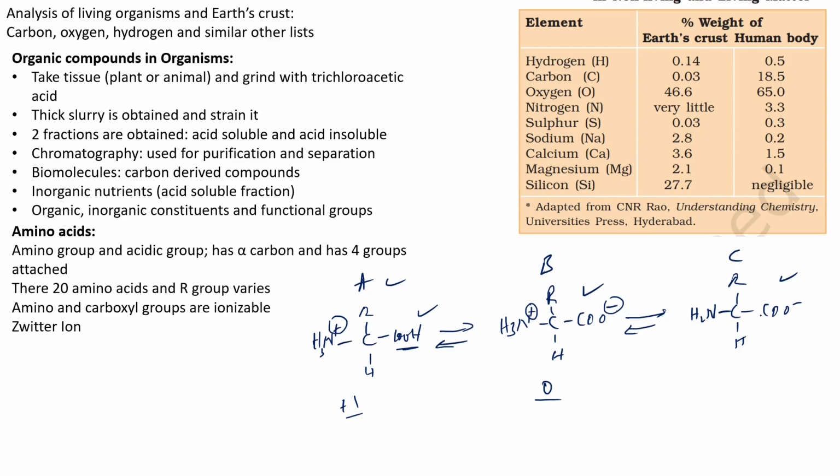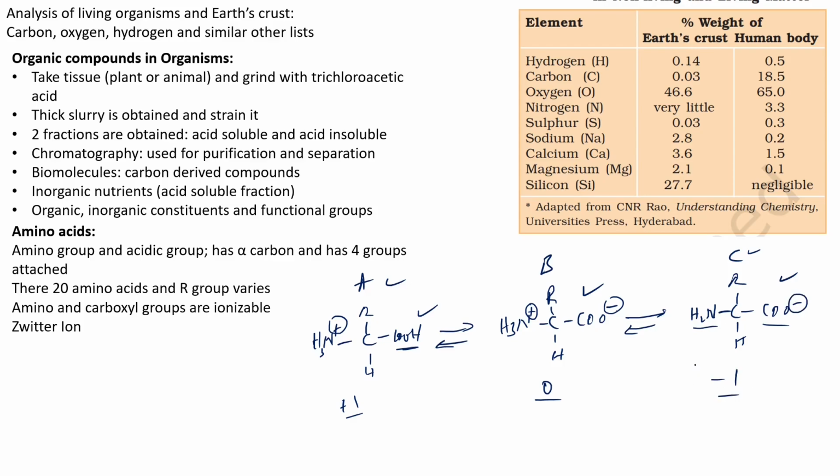And the last diagram, C, the structure of the amino acid that we have drawn over here: there is no positive charge on the amino group, but the carboxyl group is carrying one negative charge, hence the charge is going to be -1, right?